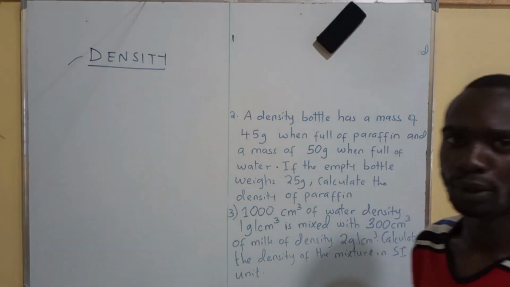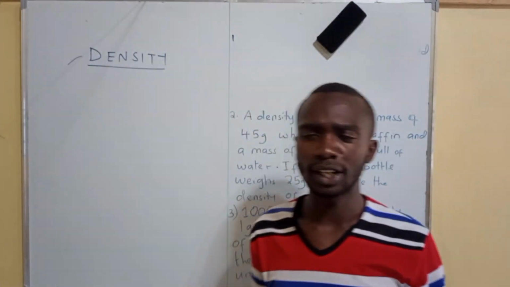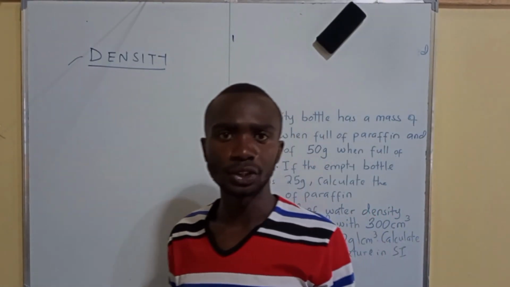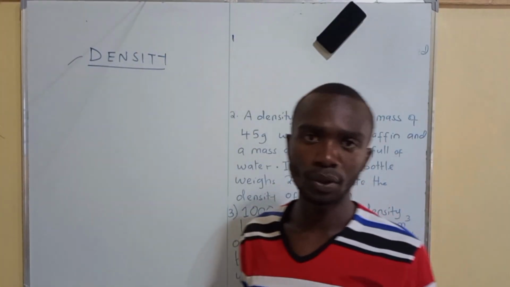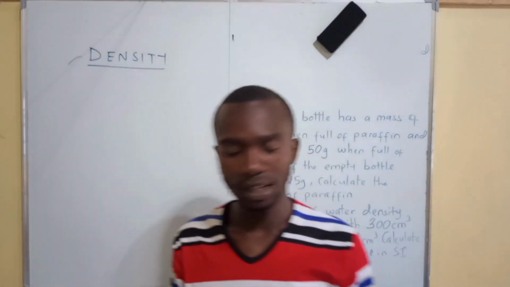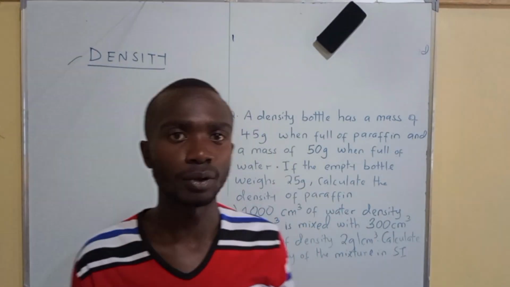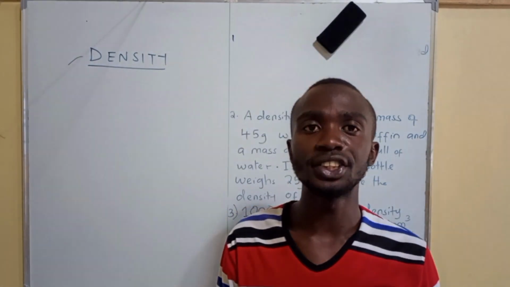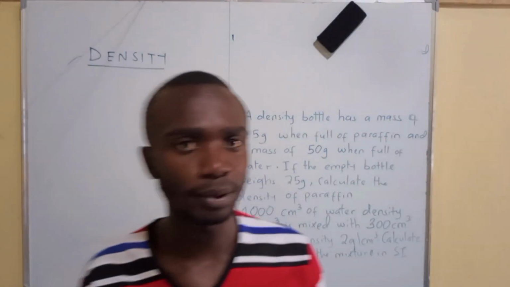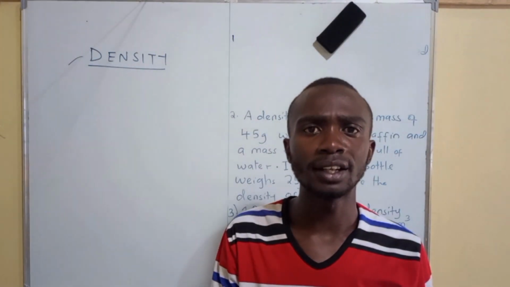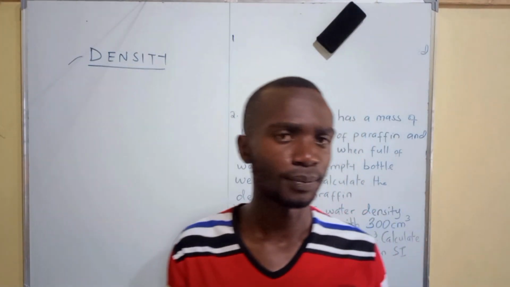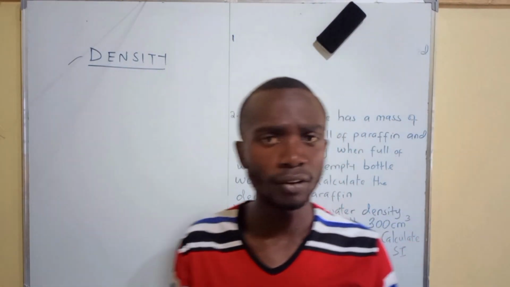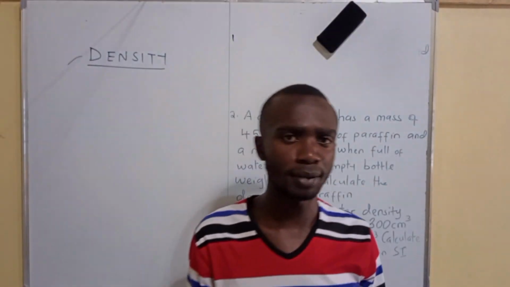So what is this density bottle? It's just a small bottle in the laboratory that is used to estimate the density of given liquids, like paraffin. In the use of the density bottle, we always use a liquid of known density to obtain the density of other given liquids, for example water. The density of water is always 1 gram per cubic centimeter, which is equivalent to 1,000 kilograms per cubic meter.